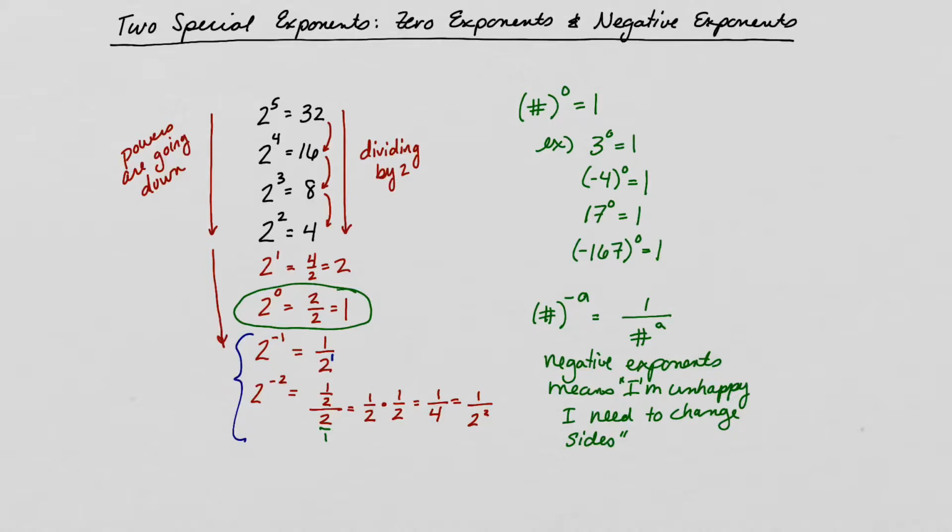So let's go through a couple examples here to try some things. Example, simplify. Okay, so A, 7 to the 0. So 7 to the 0, it's to the 0 power, it's just going to be 1. B, negative 2 to the 0. Again, everything's raised to the 0 power, it's just going to be 1.